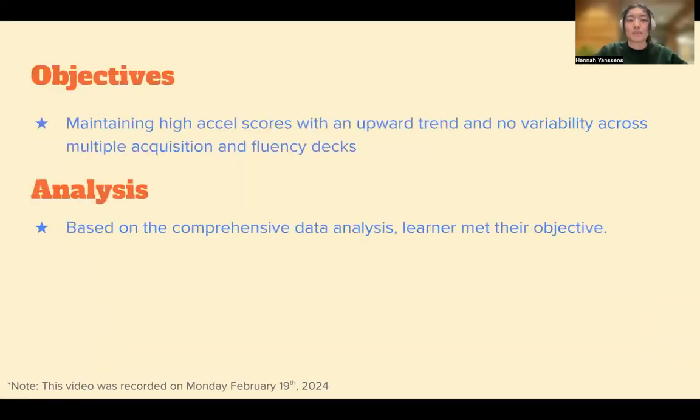So the objective for this course is maintaining high ACell scores with an upward trend and no variability across multiple acquisition and fluency decks. And based on this comprehensive analysis, I have met my objective.